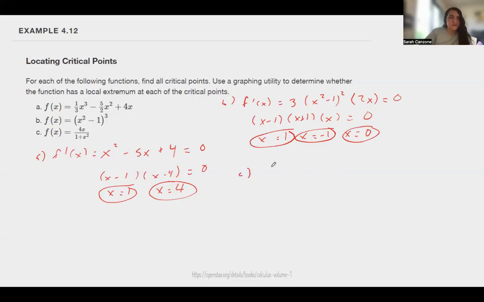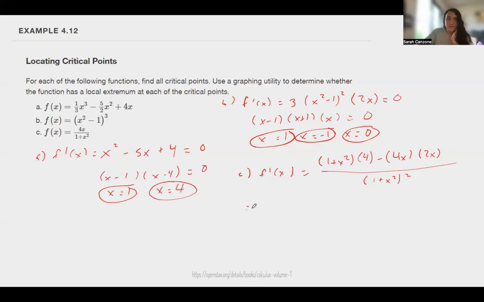All right, last one, we have C. We have a fraction now. So we have f prime of x equals, we have to use the quotient rule, obviously. Now, typically, I would say don't simplify your quotient rule, leave it as is. But because we have to solve this, we will need to simplify our quotient rule. So the quotient rule is low d high. So low is 1 plus x squared. D high, derivative of 4x is just 4. Minus high, which is 4x. D low, derivative of 1 plus x squared is just 2x. Over low squared, which is 1 plus x squared squared.